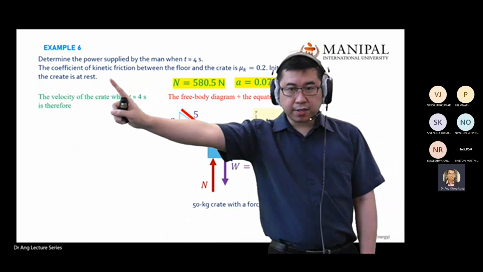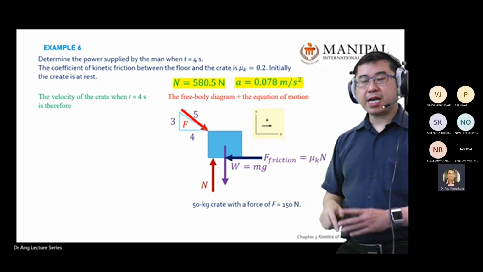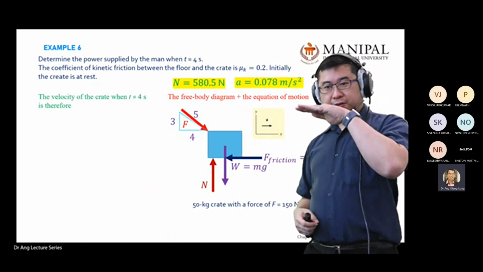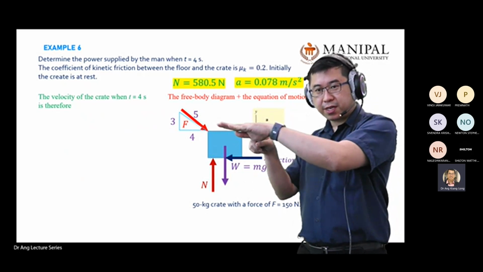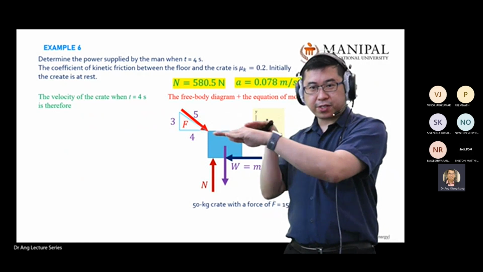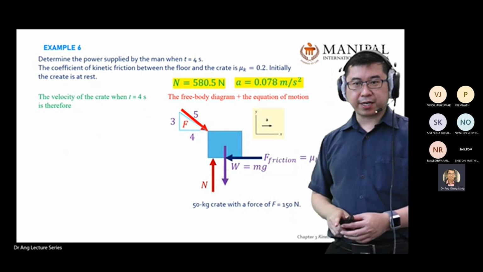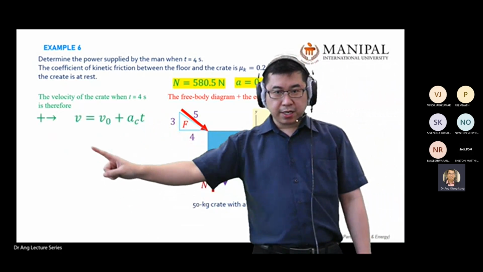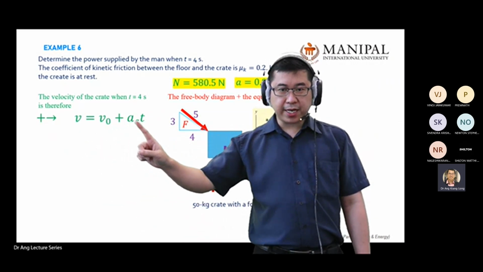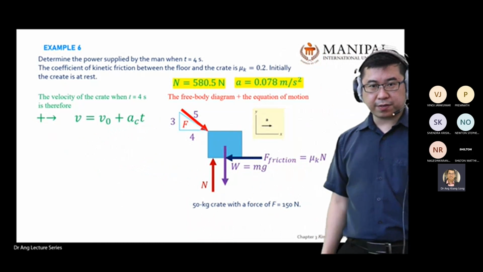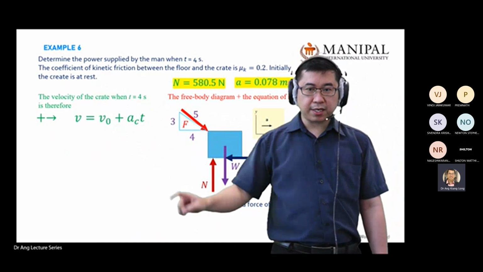The question asks us to find the power, right? At 4 seconds. Again, remind yourself what is power. Force and displacement, you get work. But to find power, it is force and velocity. So to find power, you need to find the velocity of this object. For velocity, you use the Newton equation: v equal to v naught plus at, because acceleration is constant. So you can use this equation.